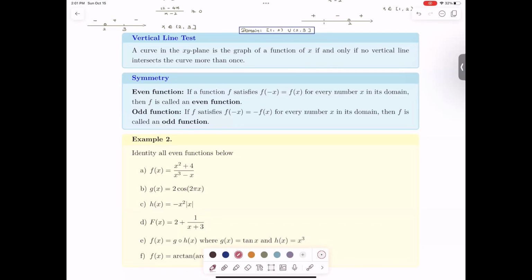That's correct. What about the horizontal line test? To check if it's one-to-one? That's correct. Check if a function is one-to-one. So if it's one-to-one, it has the inverse.